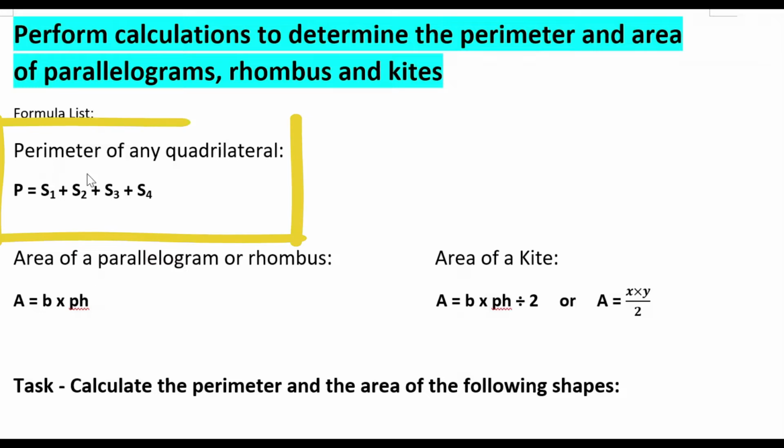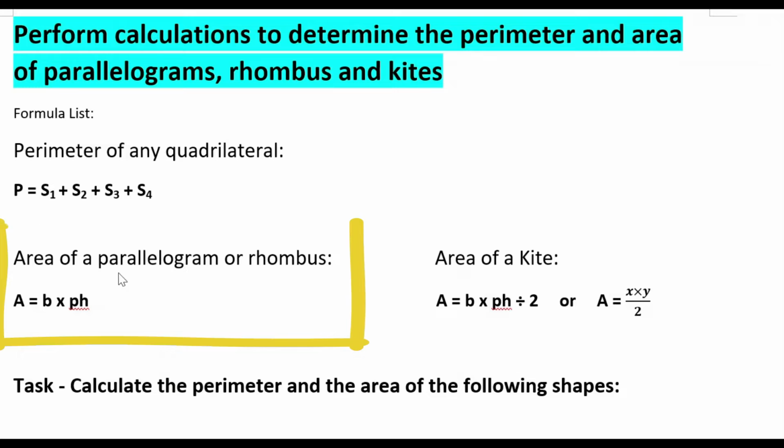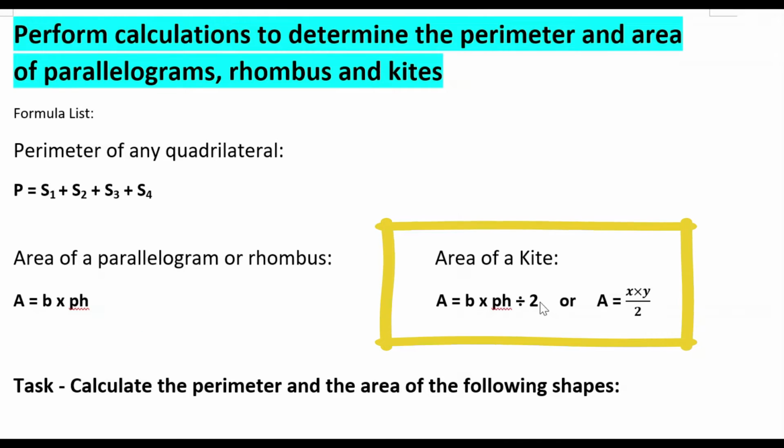Now, we've got a formula list here. It says the perimeter of any quadrilateral, any four-sided shape, is just simply adding the four sides. Should be nice and simple, we'll remember that. If we are working out the area of a parallelogram and rhombus, we are using base times perpendicular height. And if we're doing the kite, we can use a similar formula but divide by 2, or we can use the diagonals and divide by 2. We'll get to that one at the end.